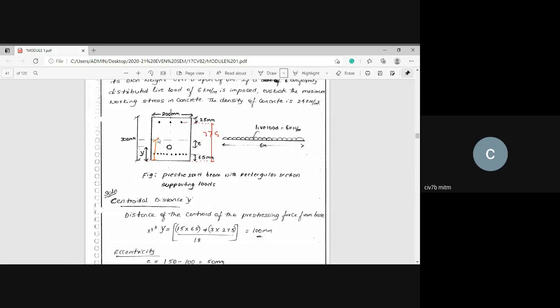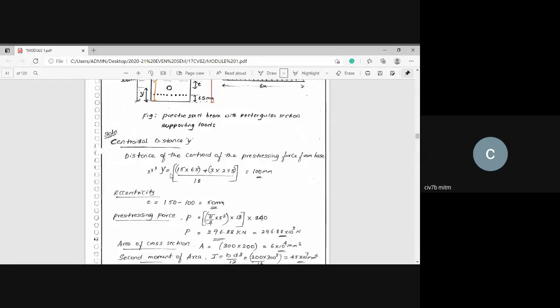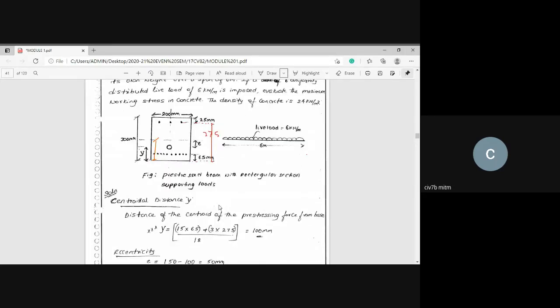If this is 150 and the calculated distance is 100, then 150 minus 100, your eccentricity is how much? 50 millimeter. Like this we need to calculate when the eccentricity is not given. Please note this point: in this problem, I have not given the eccentricity. Instead of that, I have given the number of wires.